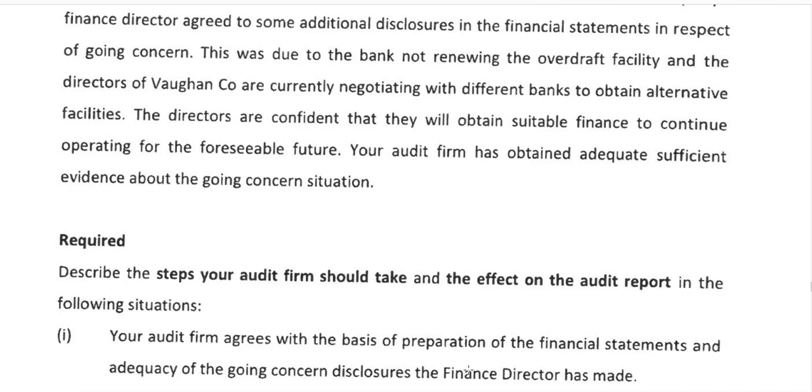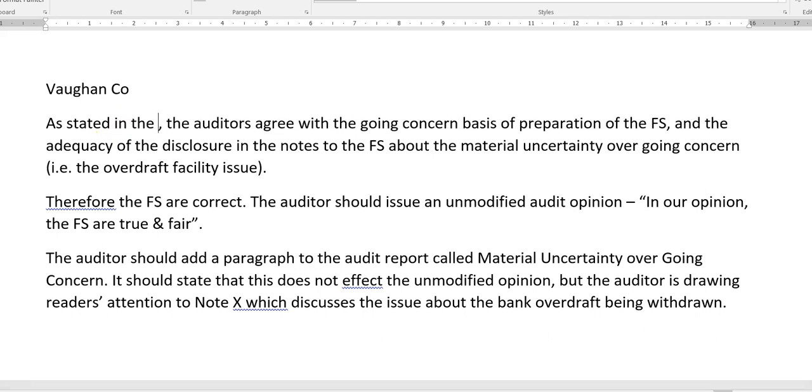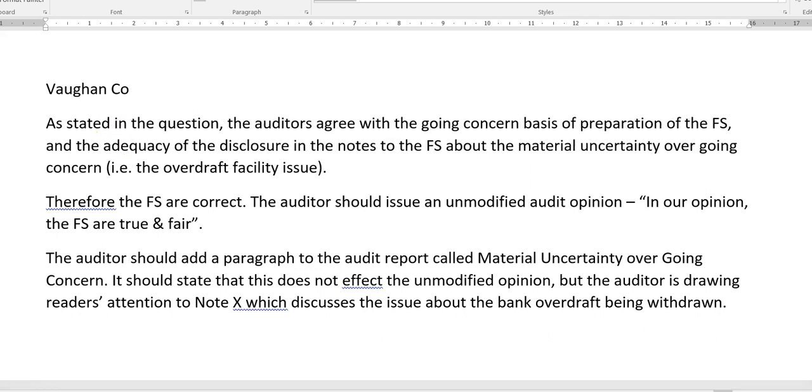So the auditor has to discuss that in the audit report. So your answer then, they agree with the going concern basis and the adequacy of the disclosure. So that's what it tells us as stated in the question. So we know then that the going concern basis is correct, and then we know that the disclosures are correct as well, or the note is correct. Therefore, the financial statements are correct. And the auditor would issue a non-modified audit opinion. In our opinion, the financial statements are true and fair.